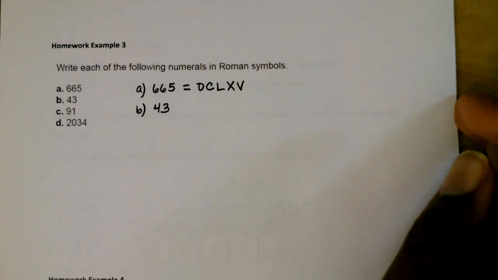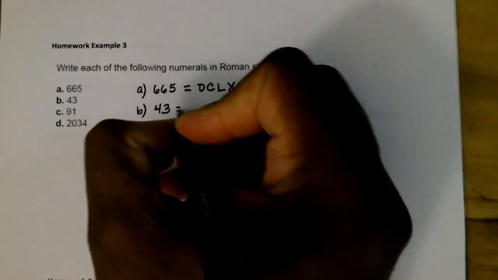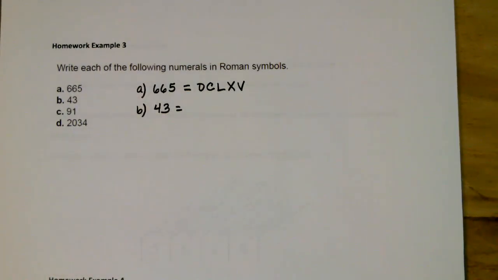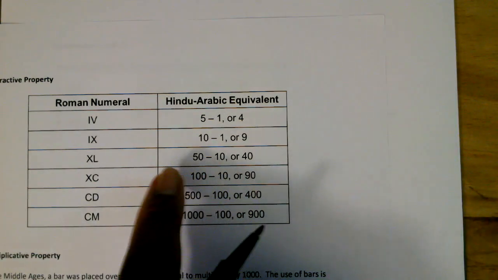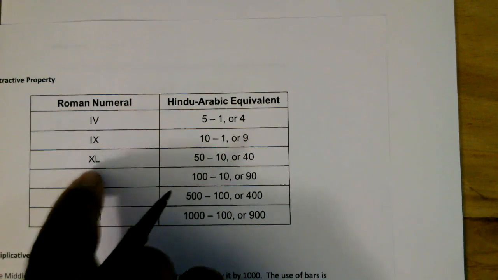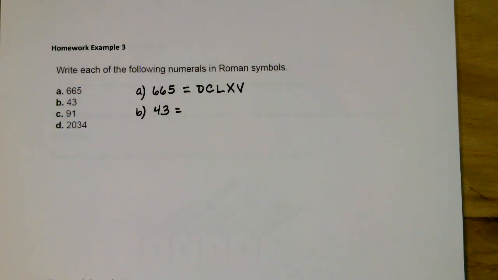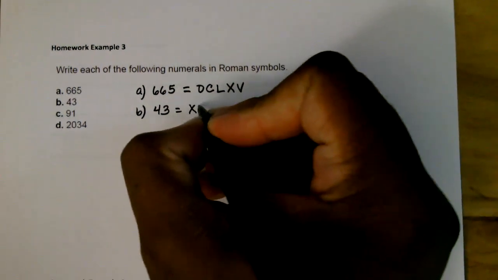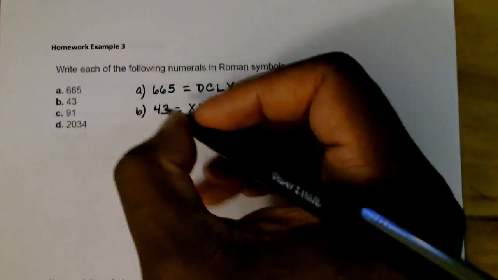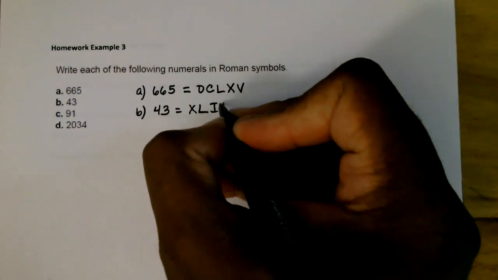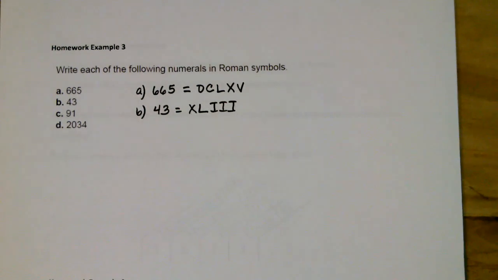Now part B is the number 43. All right, now for the number 40, that uses that subtractive property that I talked about earlier. Because for 40, which is 50 minus 10, that's going to be XL for the number 40. So XL is 40. 3 uses 3 I's because the Roman numeral for I is going to be 1, so I use 3 of those. So 43 will be XLIII.